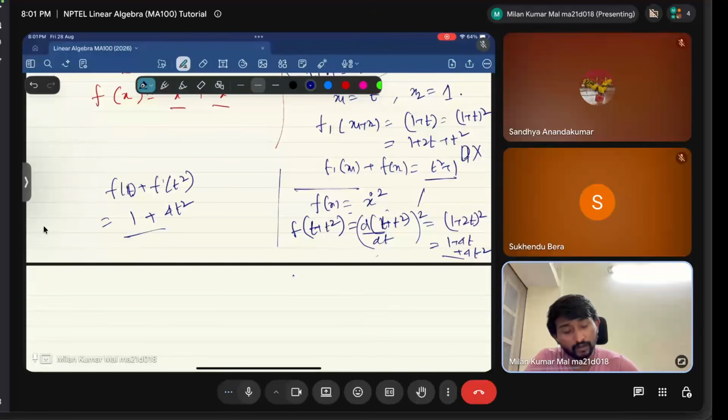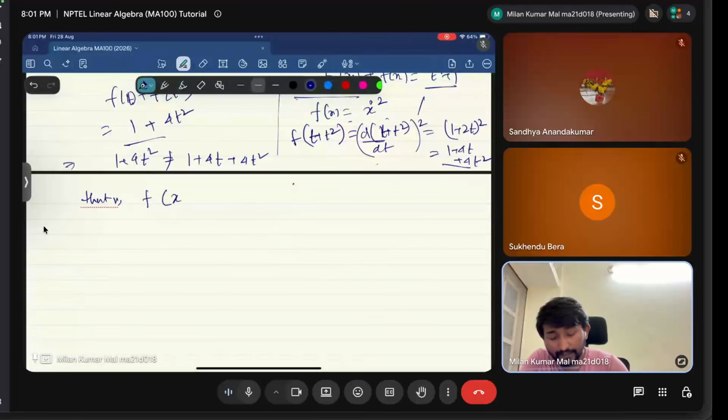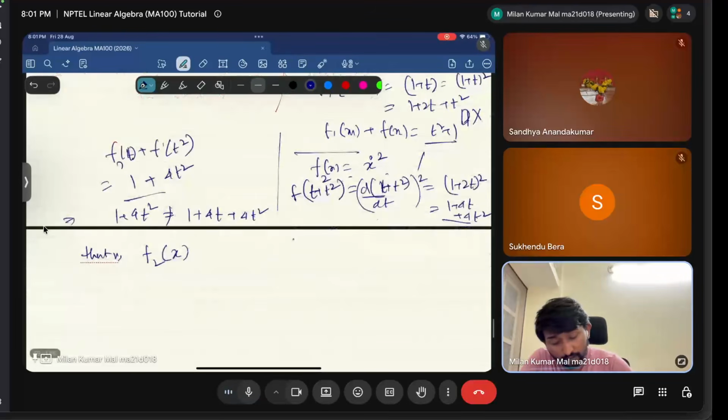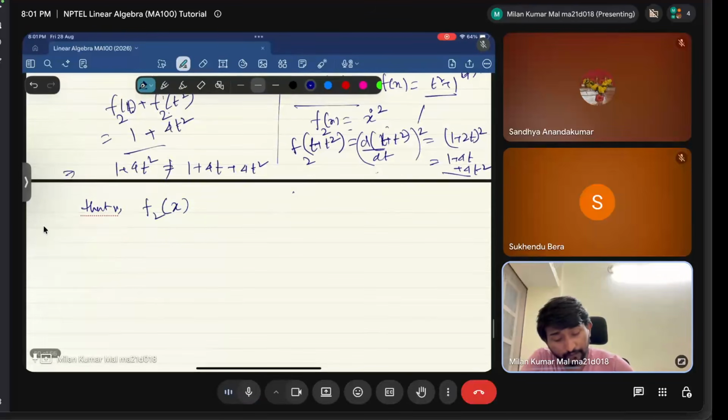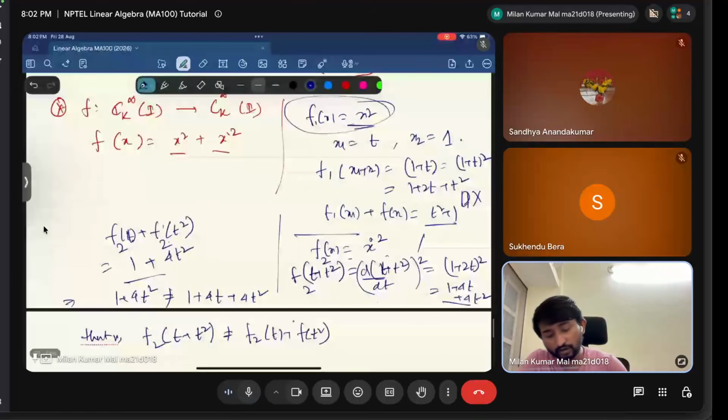So clearly these two are not equal. So 1 plus 4t square is not equal to 1 plus 4t plus 4t square. If I write this as f2, then f2 of x is not f2 of x plus y, f2 of t plus t square is not equal to f2 of t plus f of t square, and you can check that this is also not linear.